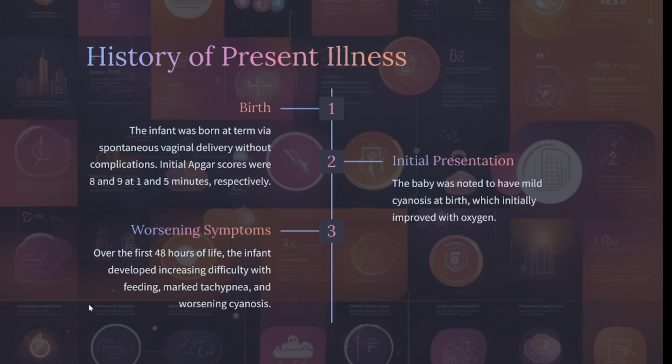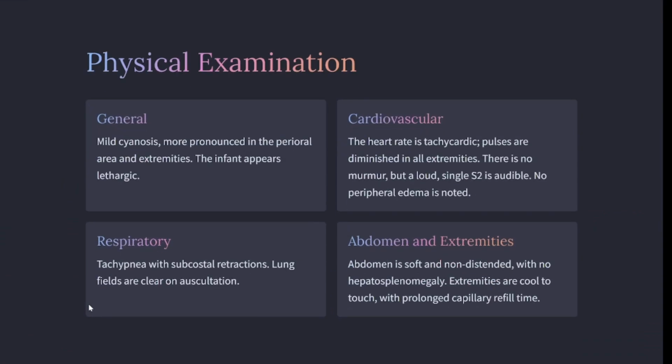Physical examination: general, mild cyanosis, more pronounced in the perioral area and extremities. The infant appears lethargic. Cardiovascular: the heart rate is tachycardic, pulses are diminished in all extremities. There is no murmur, but a loud single S2 is audible. No peripheral edema is noted.